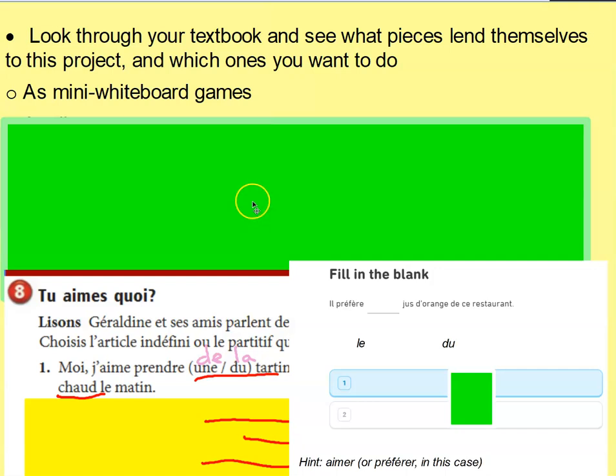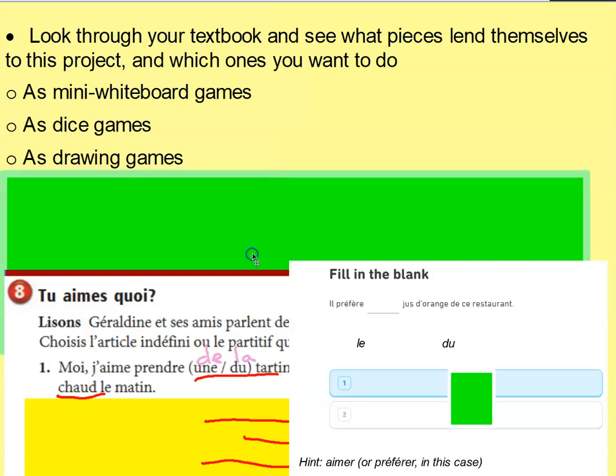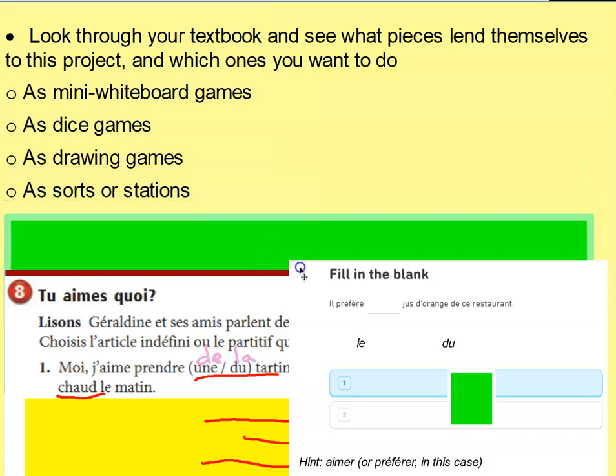Can I repurpose this into a mini whiteboard game? Can I repurpose this into a dice game? Can I repurpose this into a drawing game? Can I repurpose this into sorts or stations? And I actually think this made a station also.